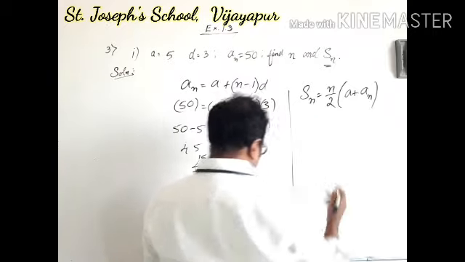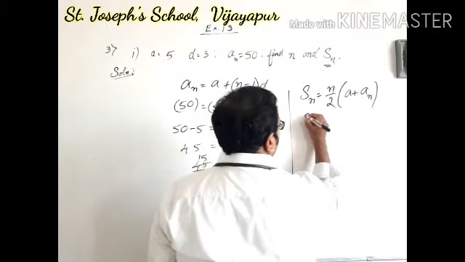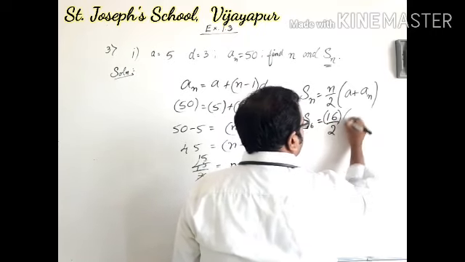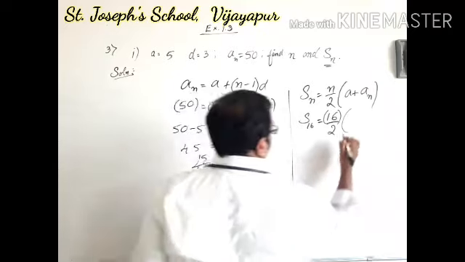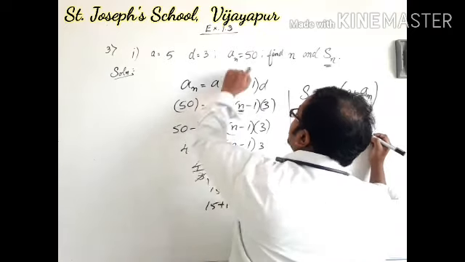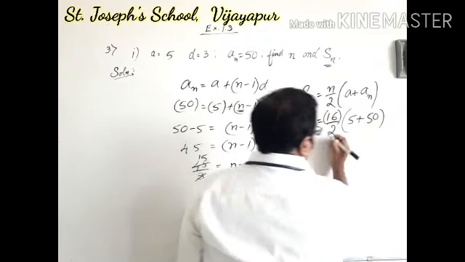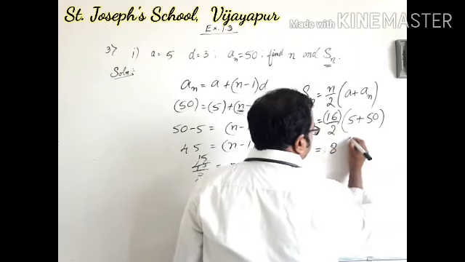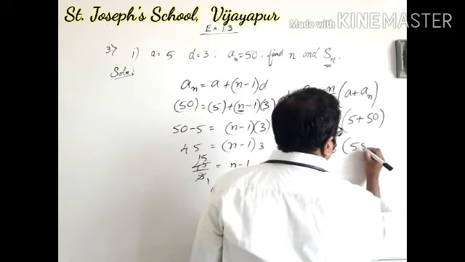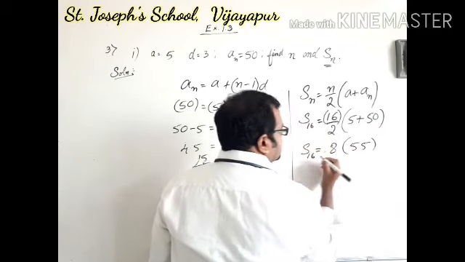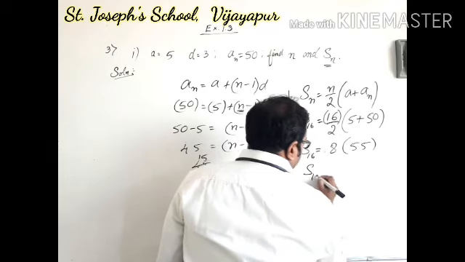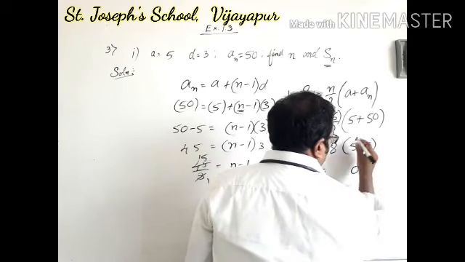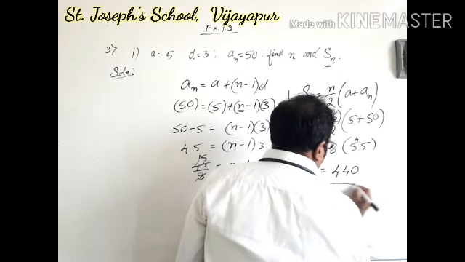Now, the n value I am substituting with 16. So, S16 is equal to 16 upon 2 into a, which is 5, plus an, which is 50. So, now the answer remains 16 by 2 is 8 into 50 plus 5 is 55. S16 is equal to 8 into 55. So that is equal to 8 5s are 40, 5 8s are 40, plus 4, 44. 440.